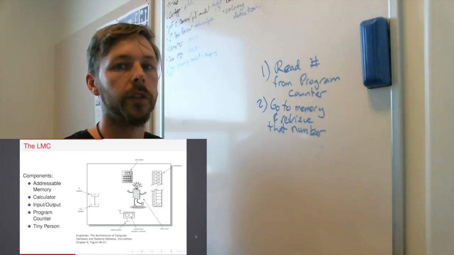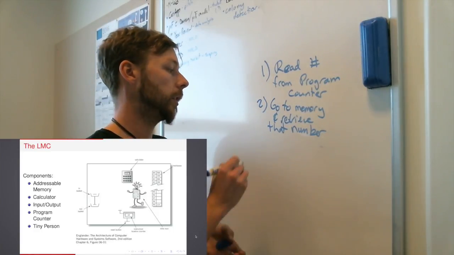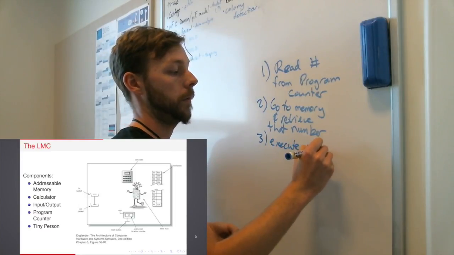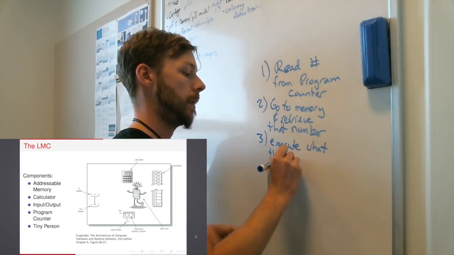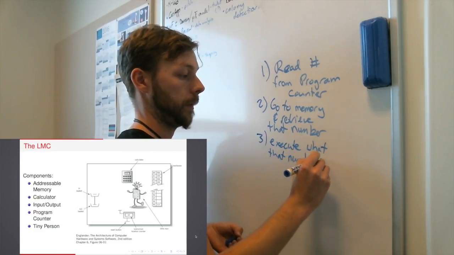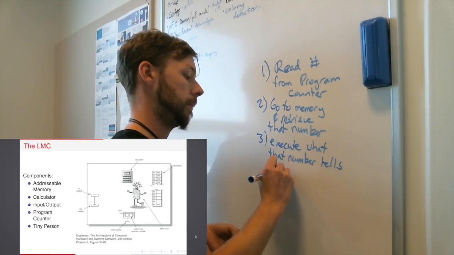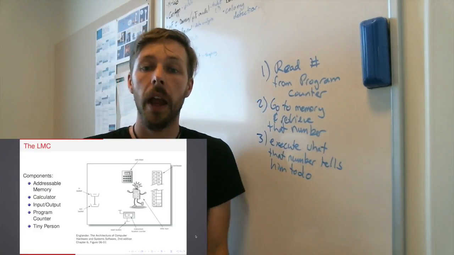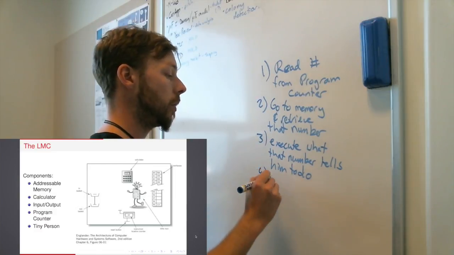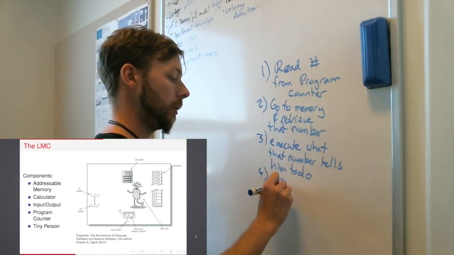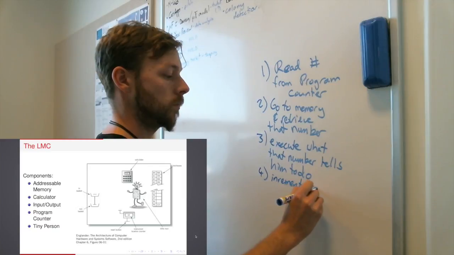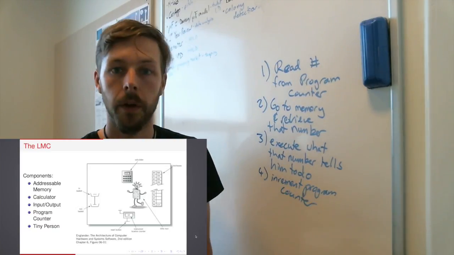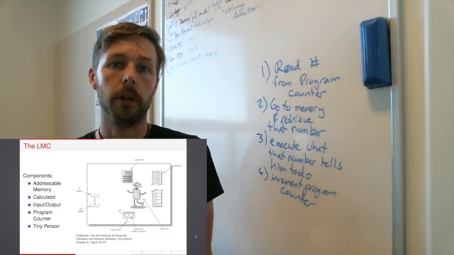There's lots of different instructions we could give him, but then all he's going to do is execute what that number tells him to do. So he's going to do whatever process it tells him to do, and then the final step, step 4, is increment program counter. So the final step is to add 1 to the program counter.